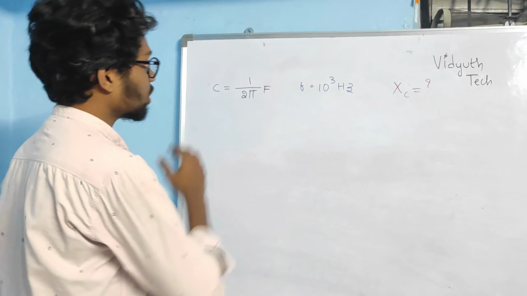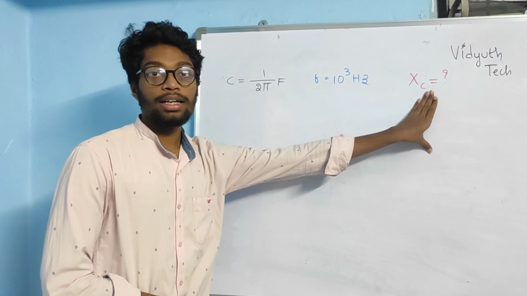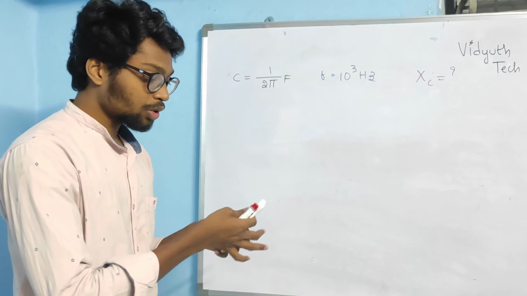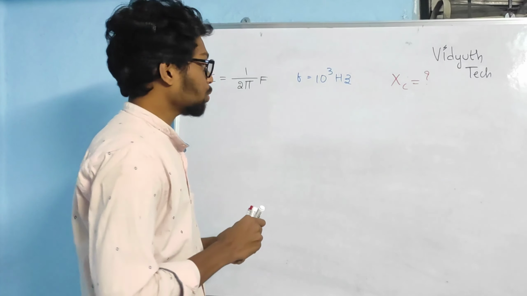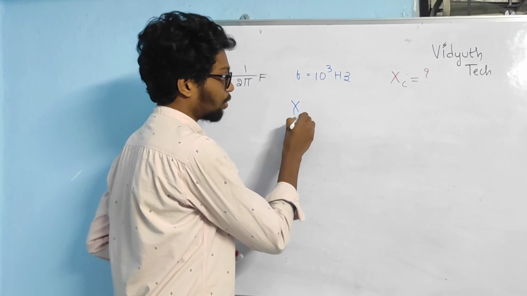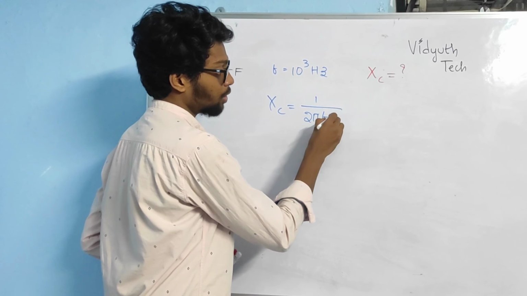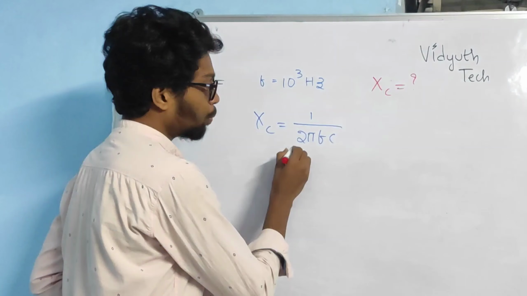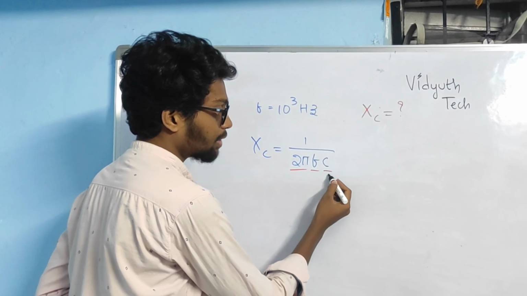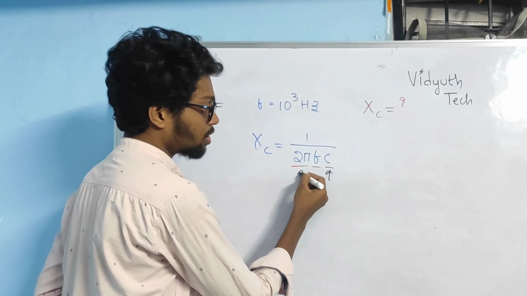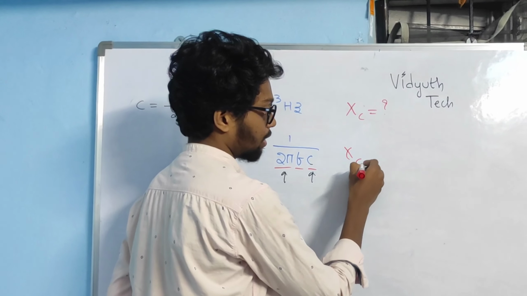Friends, coming to this question, they have given the capacitance value and frequency, and we have to find the capacitive reactance. In the previous question, we found the resonance frequency. At that moment, I told you the capacitive reactance XC value is 1 by 2 pi into F into C. Over here you can see 2 pi, frequency, and capacitance. If I take capacitance as a constant and 2 pi is constant, you can see XC is inversely proportional to the frequency.